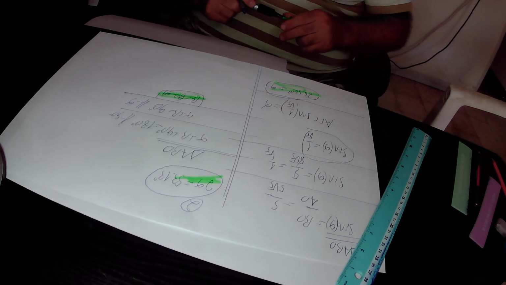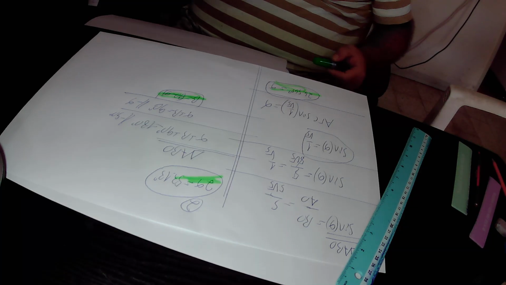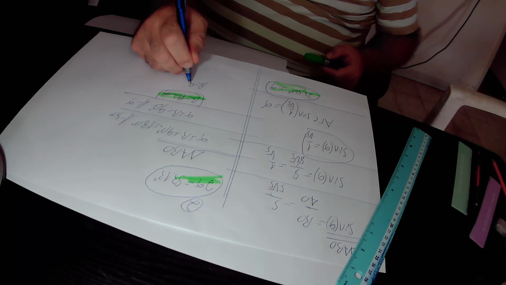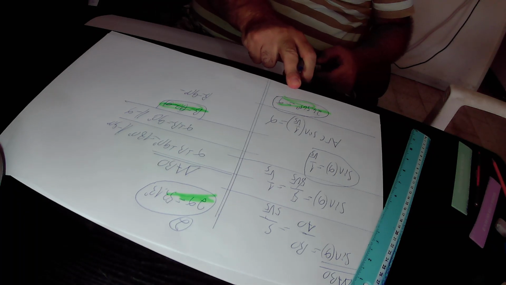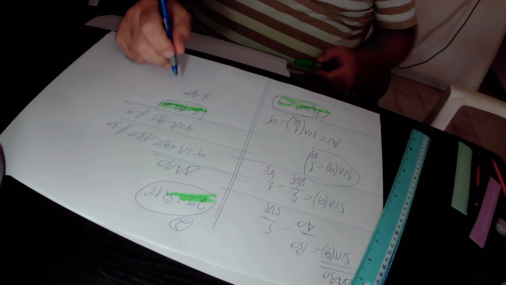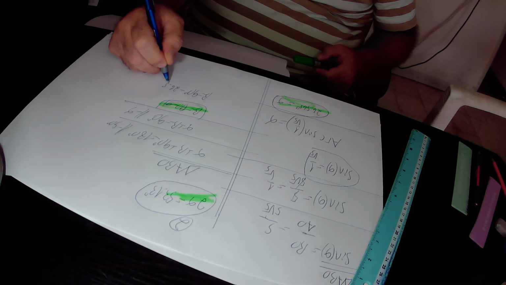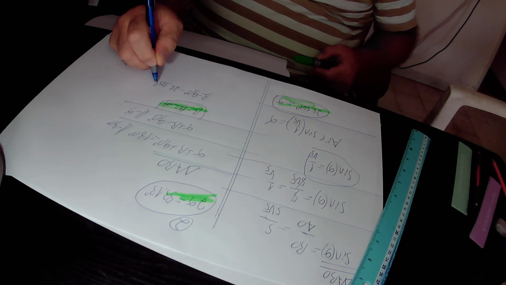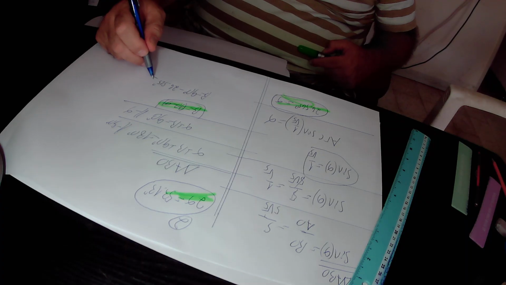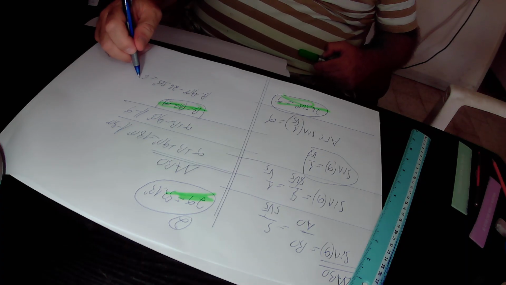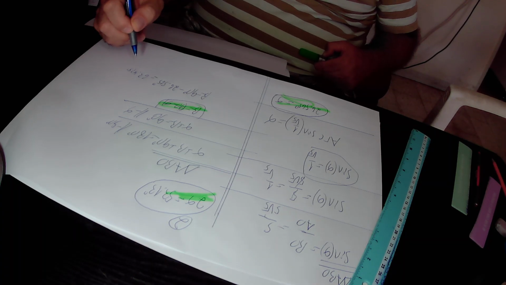Beta equals 90 degrees minus alpha. We found that the size of angle alpha is 26.565 degrees. So beta equals 90 degrees minus 26.565, which is equal to 63.435 degrees in size.